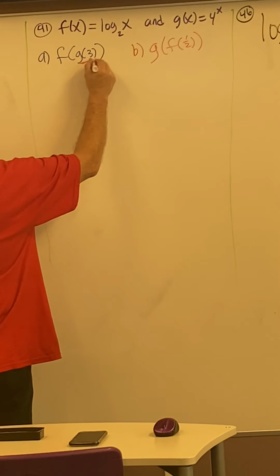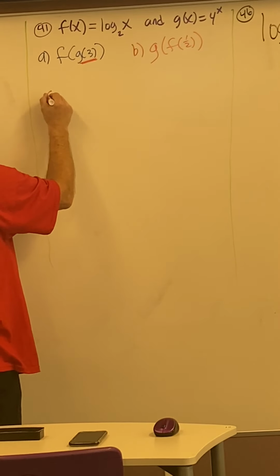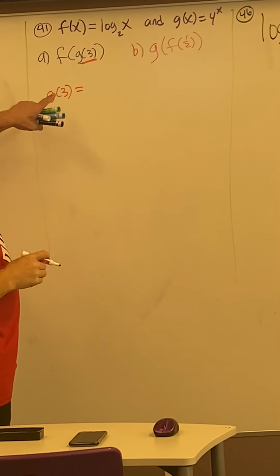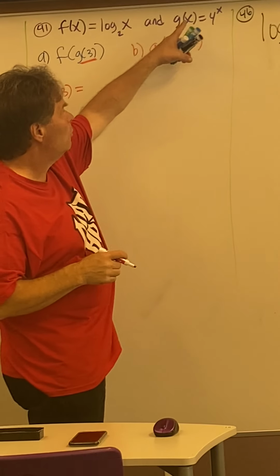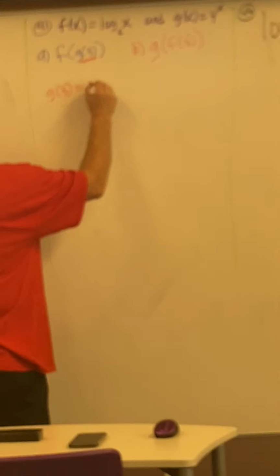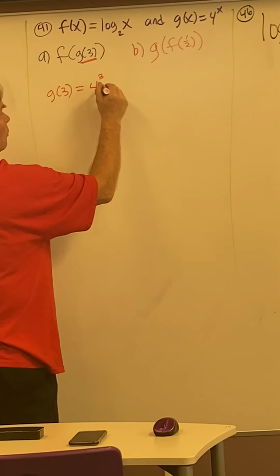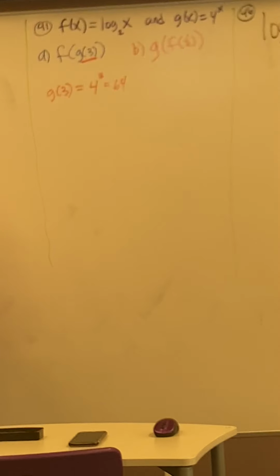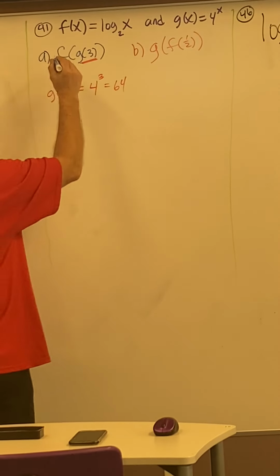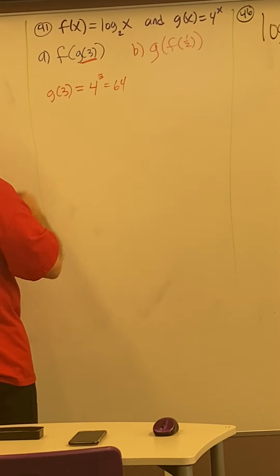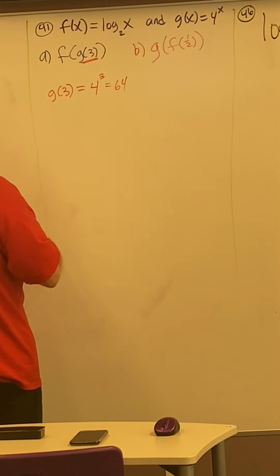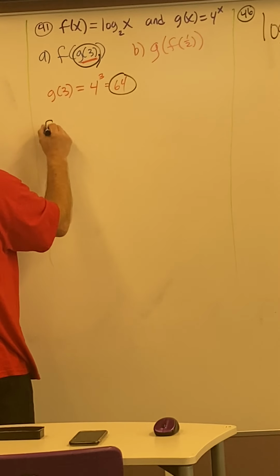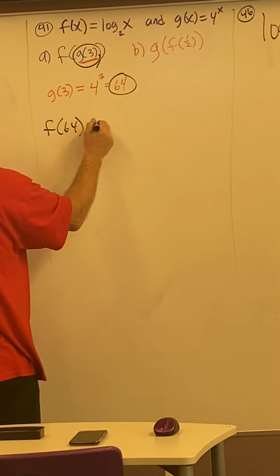You start on the inside and you say, what is g of 3? g of 3 means you go to the function g, wherever you see an x, and you replace it with 3. So it's going to be 4 to the 3rd power, which happens to be 64. So g of 3 is 64. So f of g of 3, g of 3 is the same as 64. So I could replace this g of 3 with 64, and it becomes f of 64.